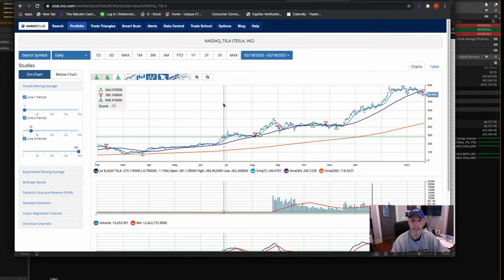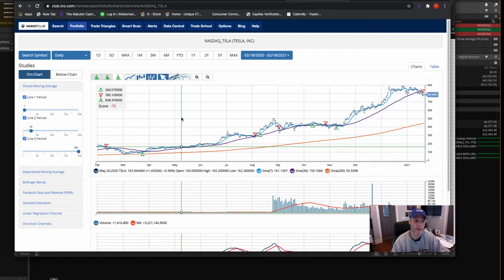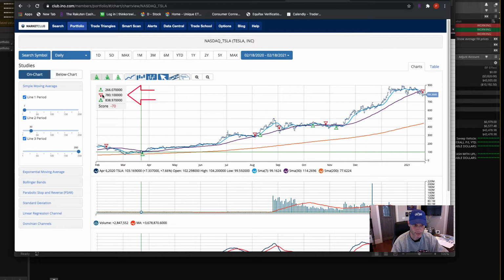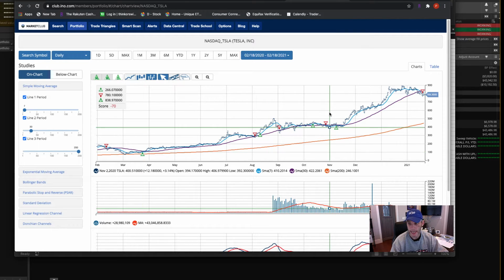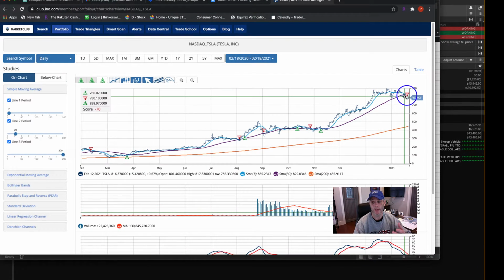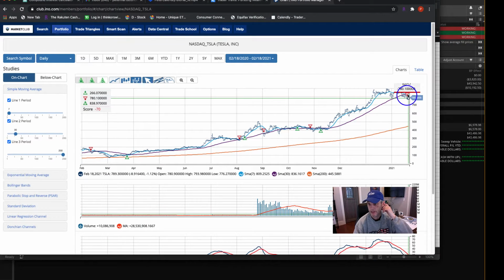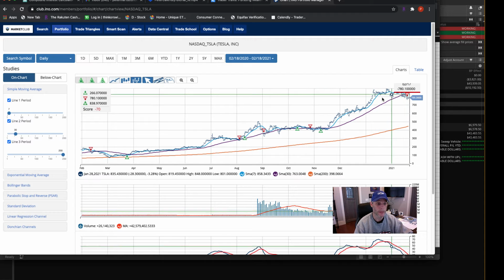If we look at Tesla here, I was talking about how I wasn't concerned last week. Why am I concerned today? Because of this red weekly trade triangle here and this score of -70. More importantly, the red weekly trade triangle. I have a rule, especially for these high probability trades: the minute I see a weekly, I'm gone. I'm out of my trades.